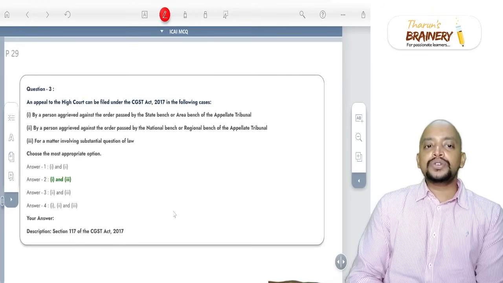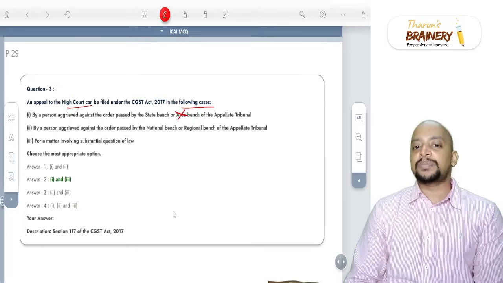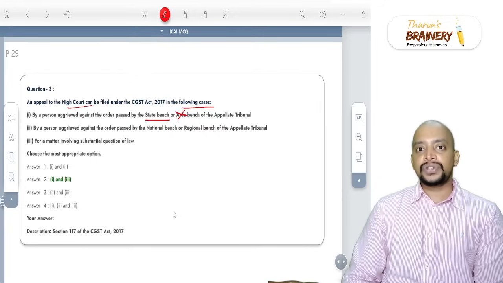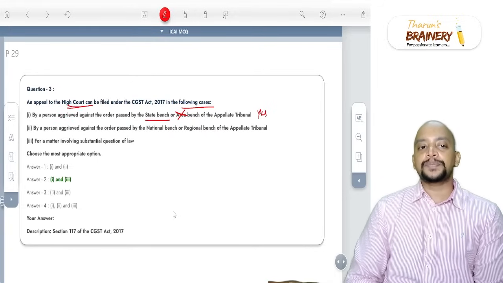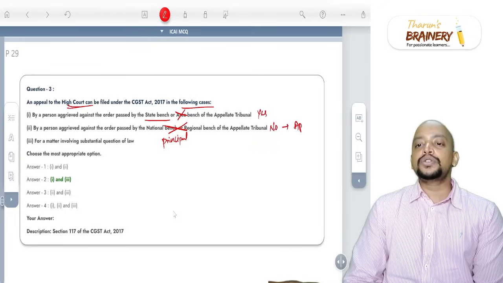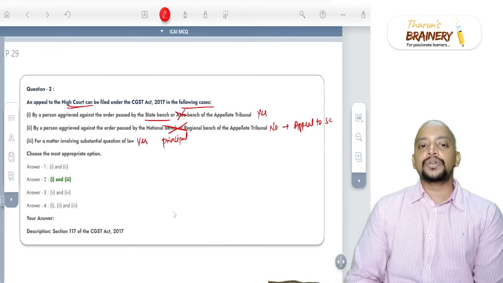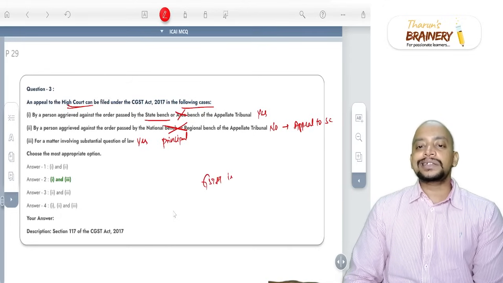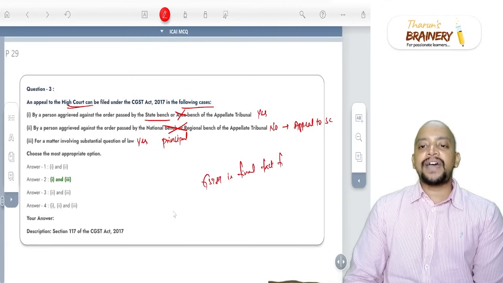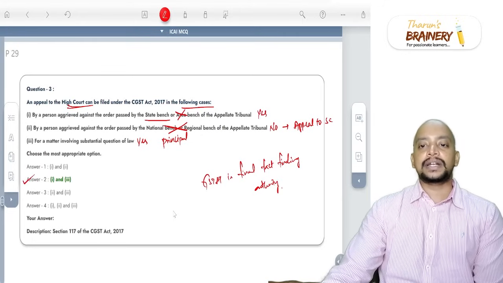Then next 3, an appeal to High Court can be filed in which of the following cases? A person aggrieved against the order passed by state bench. There is no area bench at present, only state bench is there. So against the state bench of appellate tribunal, yes, we can go for appeal to High Court. By a person aggrieved against the order passed by national bench or regional bench. There is no national bench or regional bench. There is only principal bench. So principal bench of appellate tribunal, no. In that case, appeal to Supreme Court. Appeal cannot be made to High Court. For matters involving substantial question of law, yes, we can go to High Court because GST-AT is final fact-finding authority. So therefore, the appeal will be to High Court or Supreme Court only in case of substantial question of law. So therefore, 1 and 3 is the correct answer.